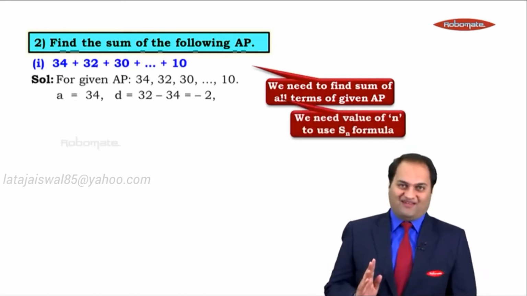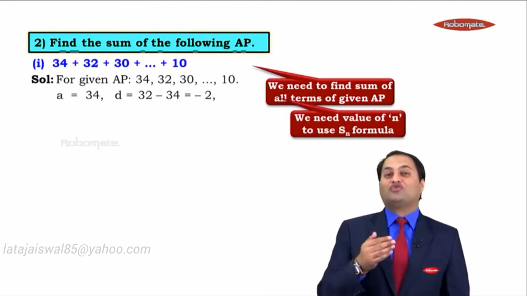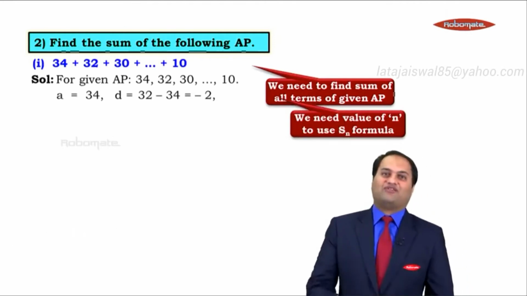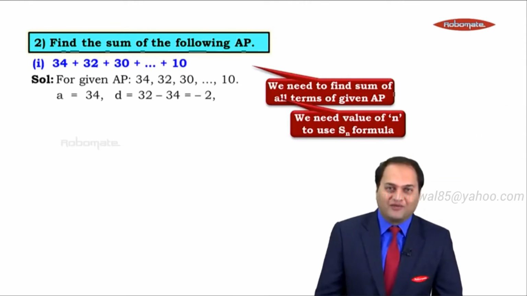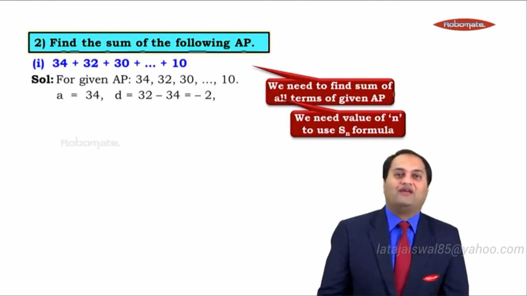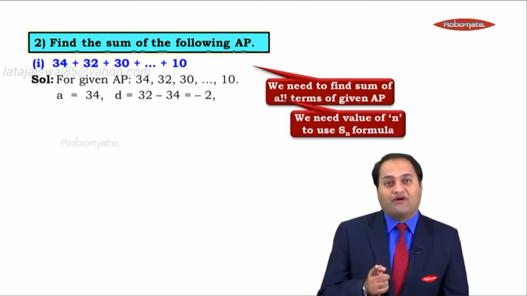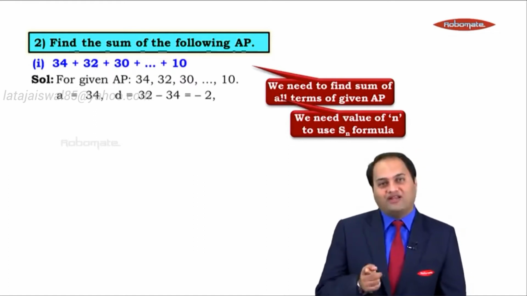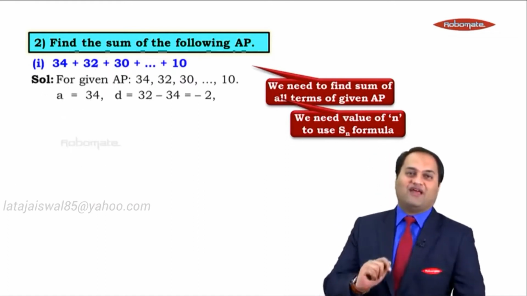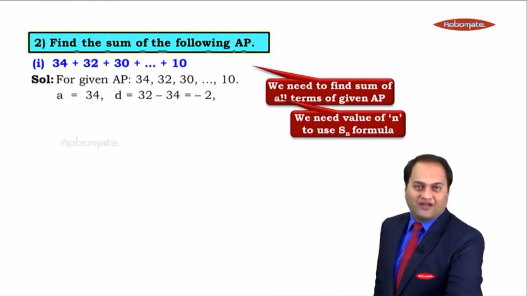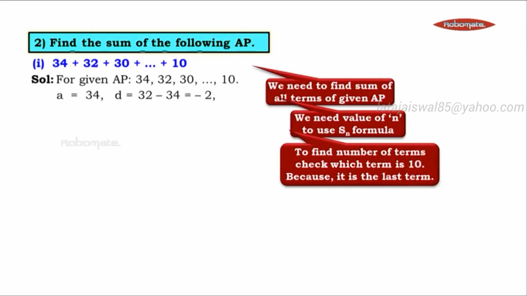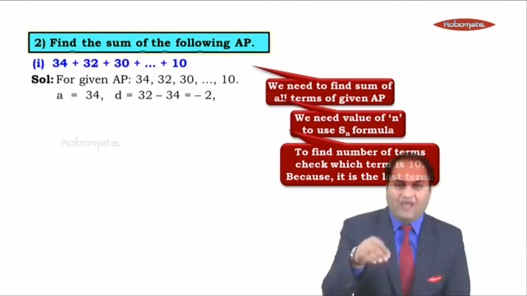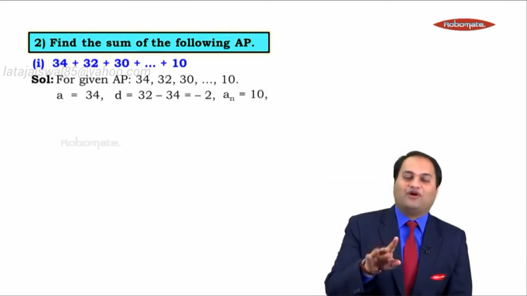But then, to find SN, we should also know the value of N. And N is not given here. SN is equal to N upon 2 into 2A plus N minus 1 into D. So we don't know the value of N here. So first we will have to find the value of N. And to find the value of N, we are given AN also in this sum, where AN is equal to 10. So to find the value of N, we have to check which term is 10. That is, we are supposed to find the value of N when AN is equal to 10.